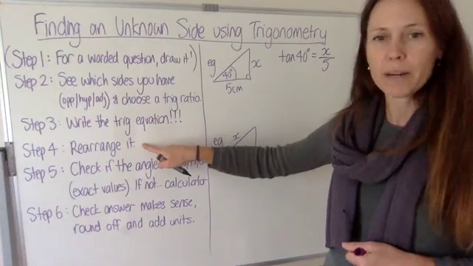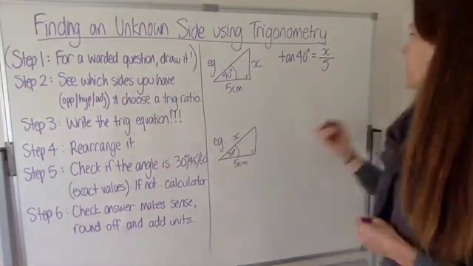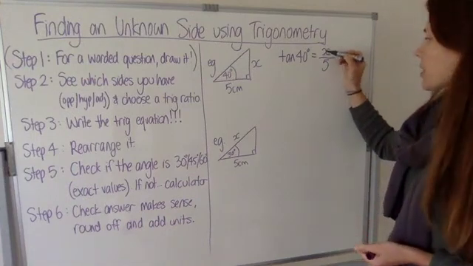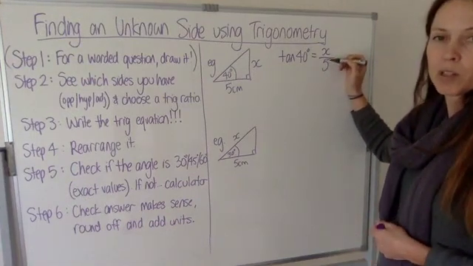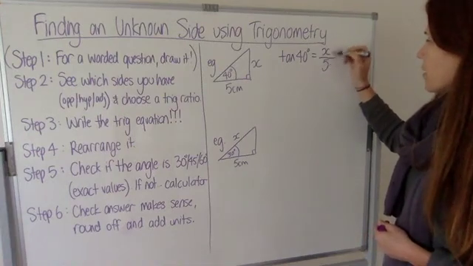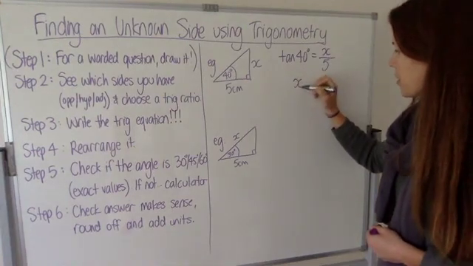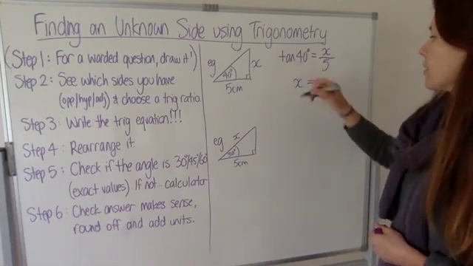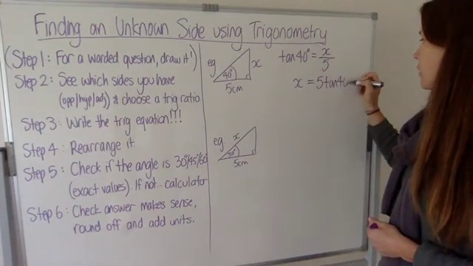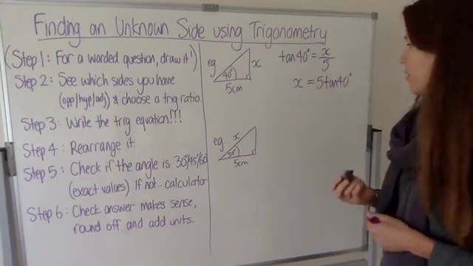Step 4, rearrange your equation. Now, why do I need to rearrange this? I need to get x by itself. So at the moment, x has been divided by 5, so I need to multiply both sides of this equation by 5. Multiplying this side will give the x on its own, and I'm going to actually write that down on this side. And multiplying this side by 5 will give me 5 lots of tan 40. And I can write that without the multiplication sign there.